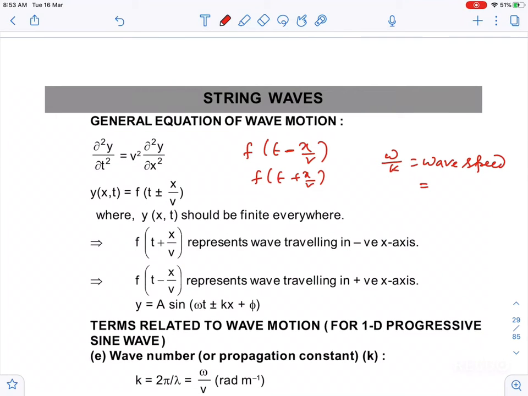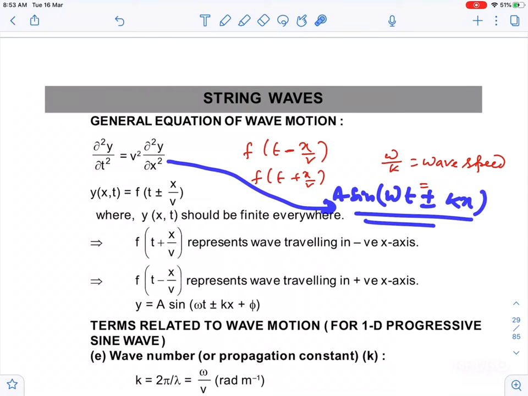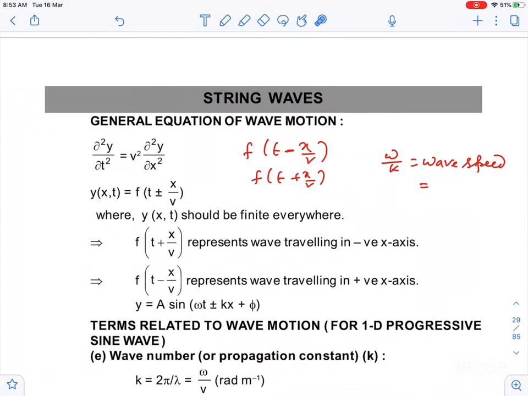Now guys, most important thing: after SHM I'm not taking gravitation, I'm taking waves directly. I have already discussed, if they ask you which of the following is the wave equation, this is the equation of wave: del 2 y by del t square is equal to v square del 2 y by del x square. When you solve this differential equation, you get the result f of t minus x by v, or I can simply show the result, which is a sine omega t plus minus kx. This is the result you get by solving this differential equation.